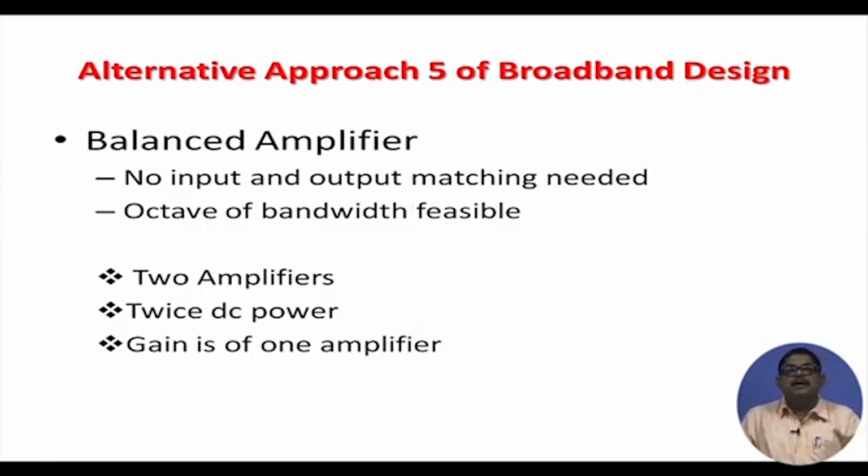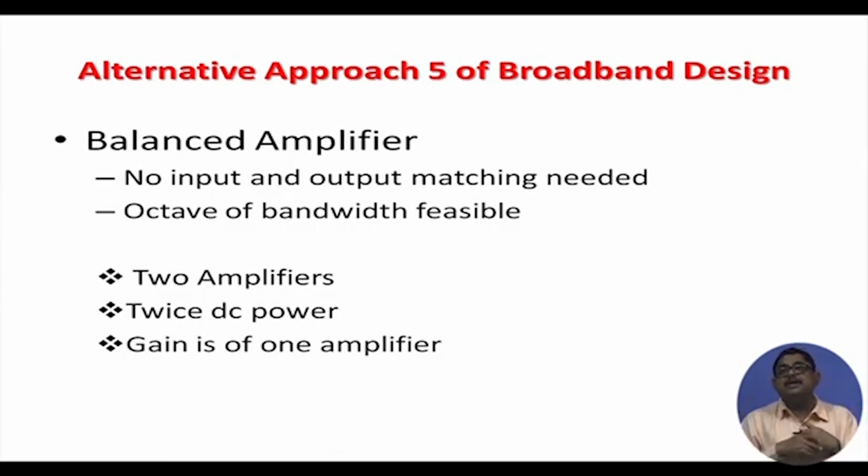Obviously, there will be mismatches, but we will see that we can avoid that. There are no input output matching circuits needed. We can have a balanced amplifier, and we can get typically an octave of bandwidth. That means, suppose I have a design frequency of 5 gigahertz, typically I can say that I will also have a bandwidth of 5 gigahertz. That means I can have from 2.5 gigahertz to 7.5 gigahertz.